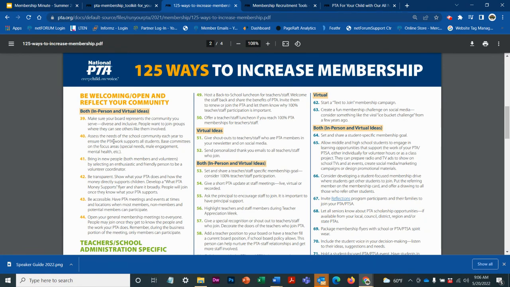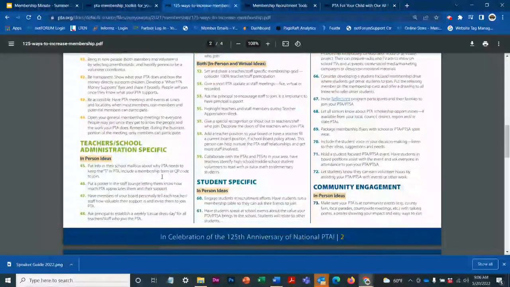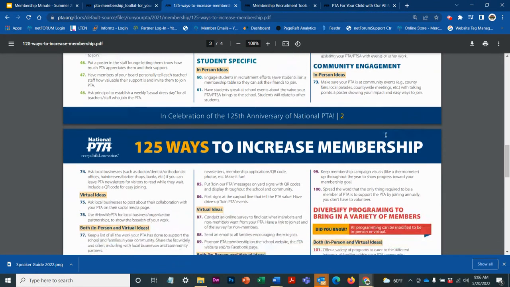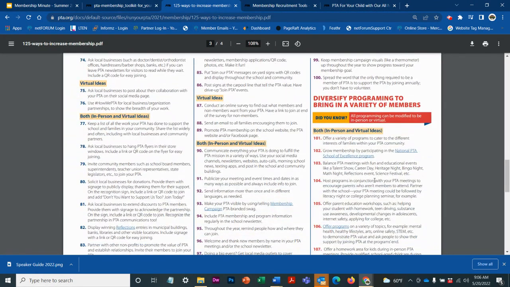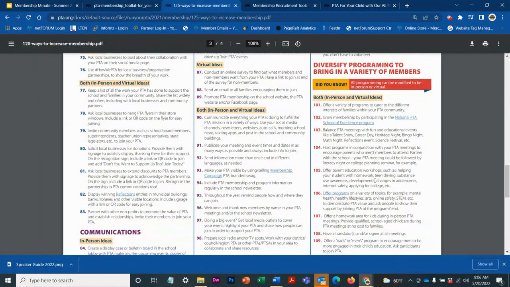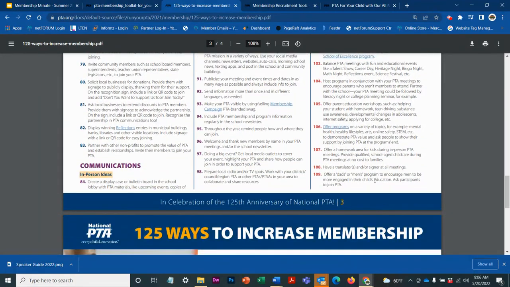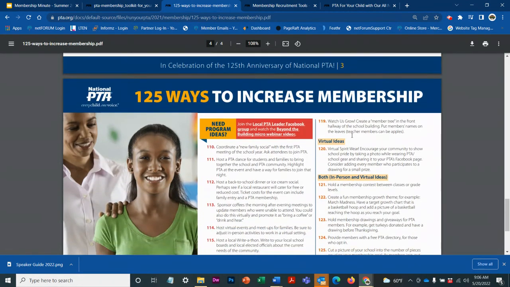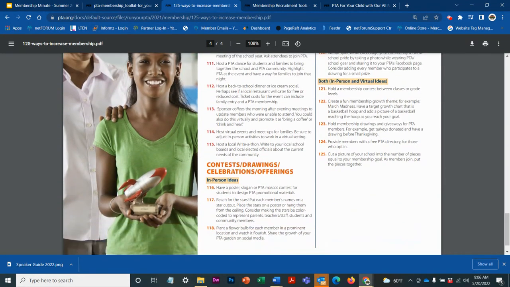I love that they have ideas that are specific to being welcoming and open to teachers and staff and administrators, for students, for community engagement. I appreciate that they have a section that talks about diversity. It's a nice mix, some fun communications ideas. This is great: celebrations, offerings, and drawings.